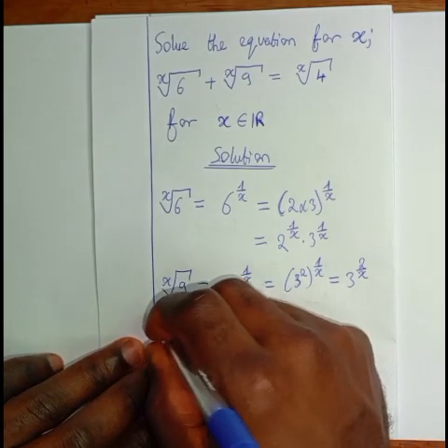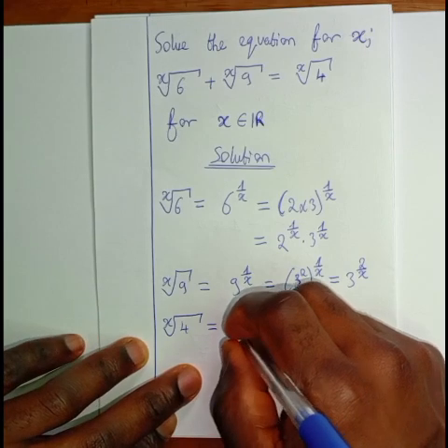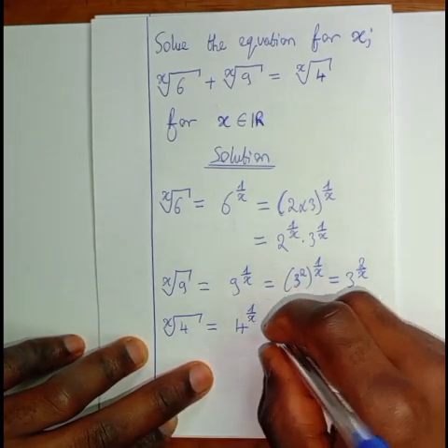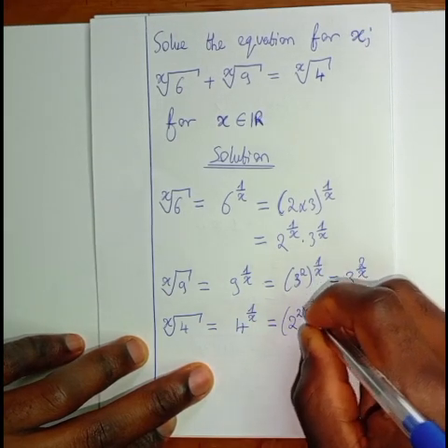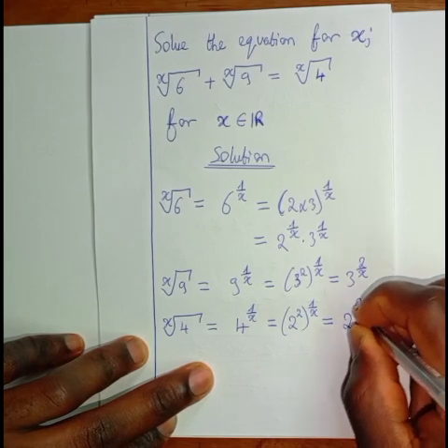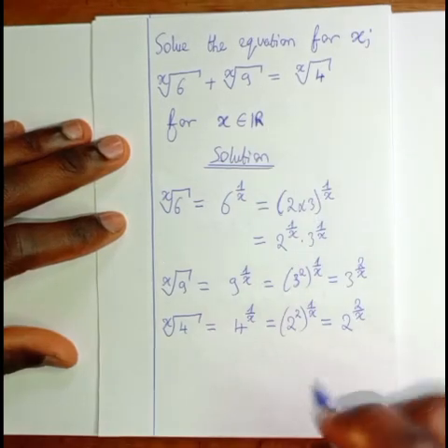Next, the x-th root of 4 is simply equal to 4 raised to the power 1 over x. We know 4 in index form is 2 raised to the power 2, all this raised to the power 1 over x, and this will simply be equal to 2 raised to the power 2 over x. Now we are going to insert them in our equation.